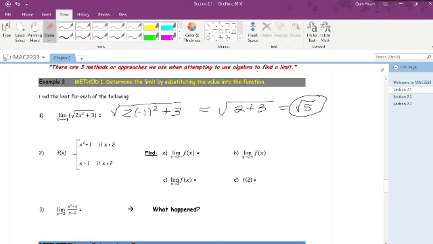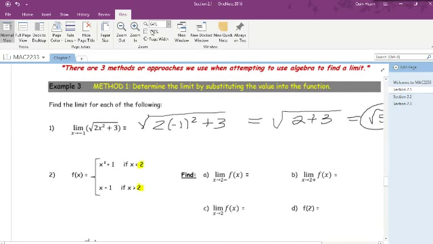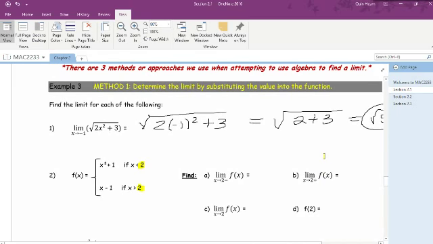Let's look at this item number 2 here. So this is a piecewise defined function. By the way, this value, the 2, this is what I call a boundary value. It's the boundary between where the function follows the rule x squared plus 1 and where we stop and start following a different rule, x minus 1. I'm going to zoom in. It looks a little small.